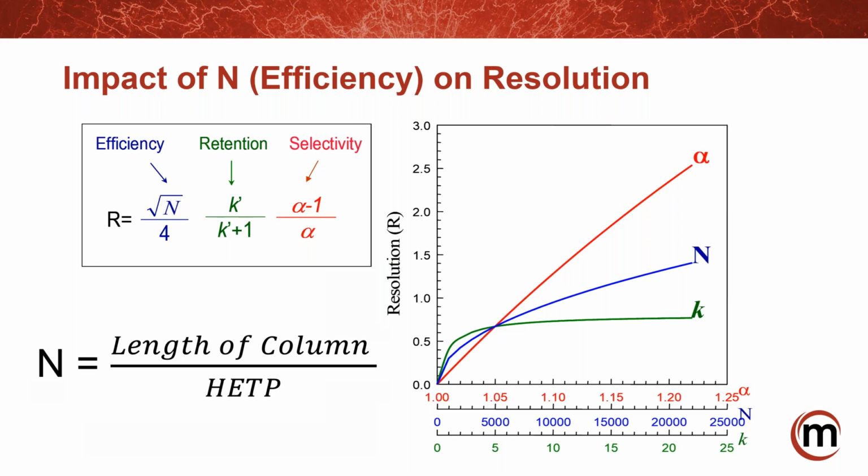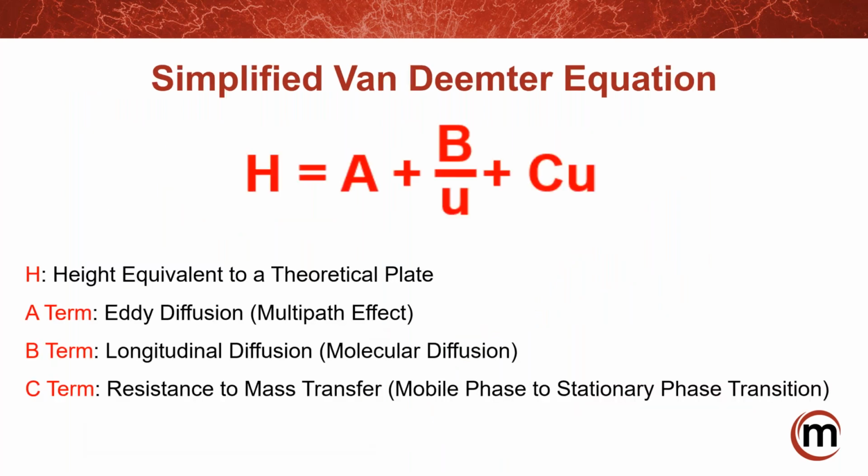plate. That terminology came from distillation, actually, where they actually had physical plates in the big distillation column. Sorry, distillation, not dissolution, distillation column. The way you calculate height equivalent to a theoretical plate is the simplified Van Deemter equation. So you have your A term, your B term, and your C term. So H is equal to your HETP from the previous graphic.